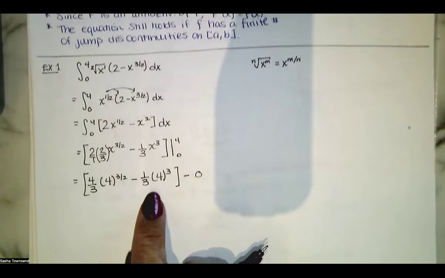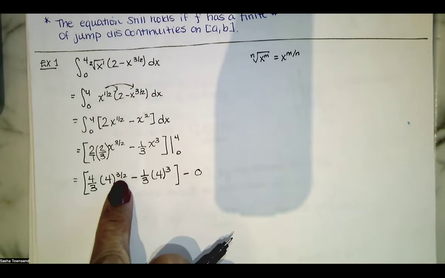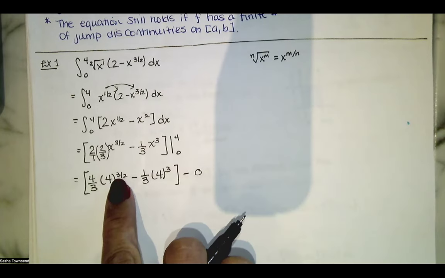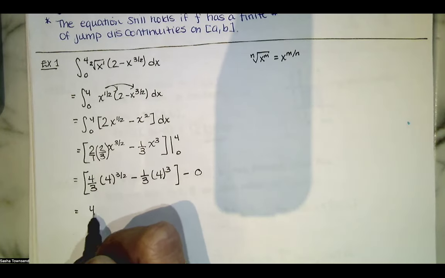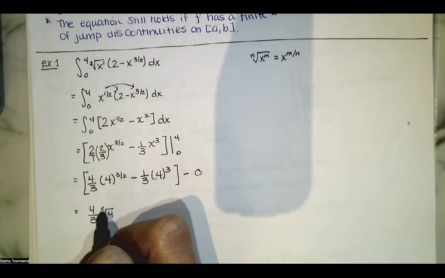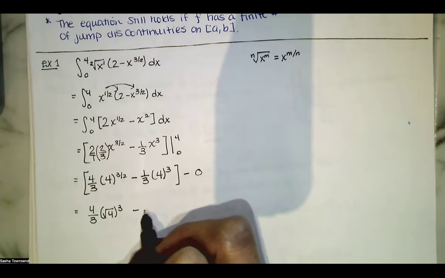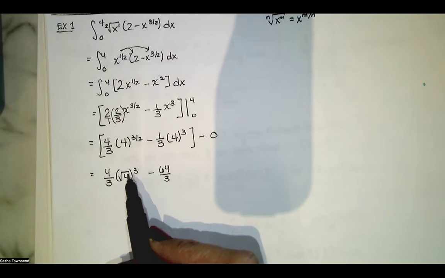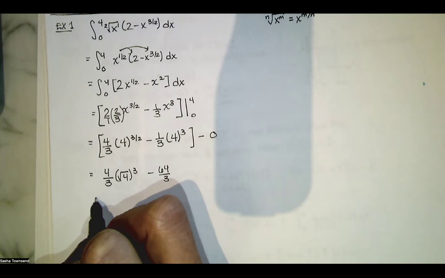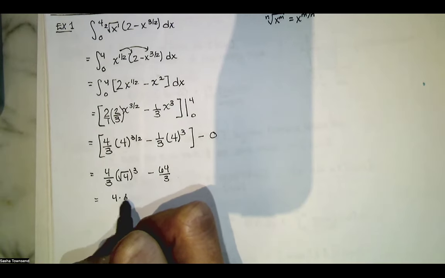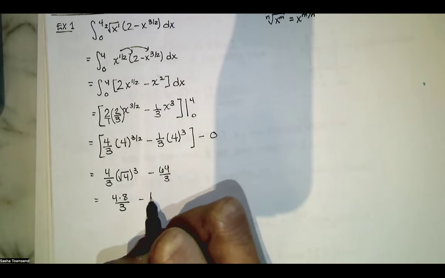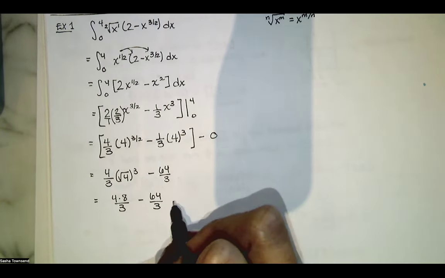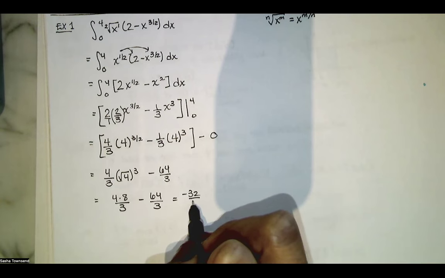And then you say, okay, well, how do I evaluate that? Well, remember this 4 to the 3/2 can be written in a radical form. Since there's a 2 in the denominator, we can take the square root of 4, and then we can cube it. And 4 cubed is actually 64. So we take the square root of 4, which is 2. 2 cubed is 8. So we've got 4 times 8 divided by 3 minus 64 divided by 3. So you have 32 divided by 3 minus 64 divided by 3, which is negative 32 over 3.